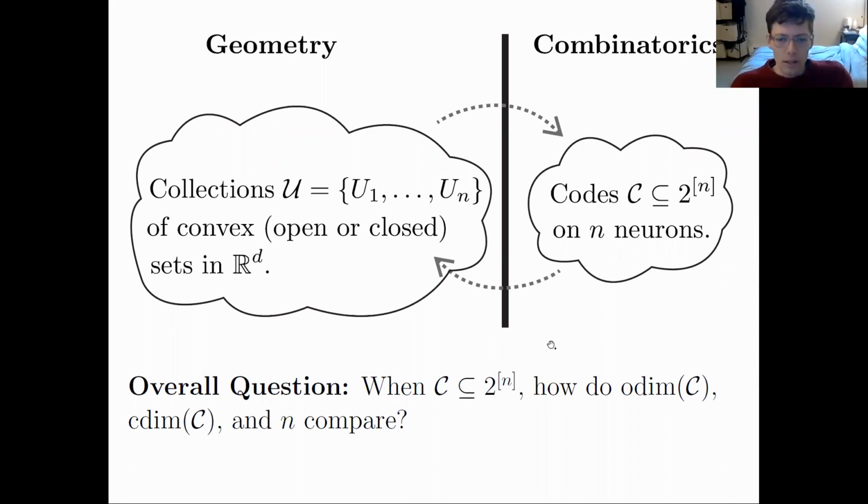And the overall question is, if we have a code on n neurons, how do the open and closed embedding dimensions relate to each other? And how does that relate to the number of neurons as well? Comparing these numbers is kind of the main play that we'll be making.